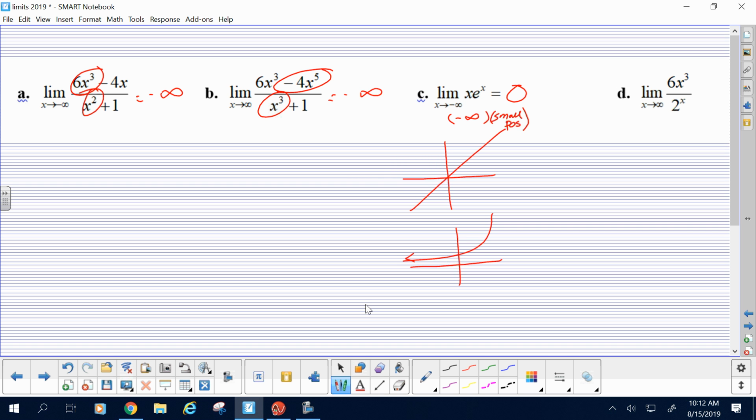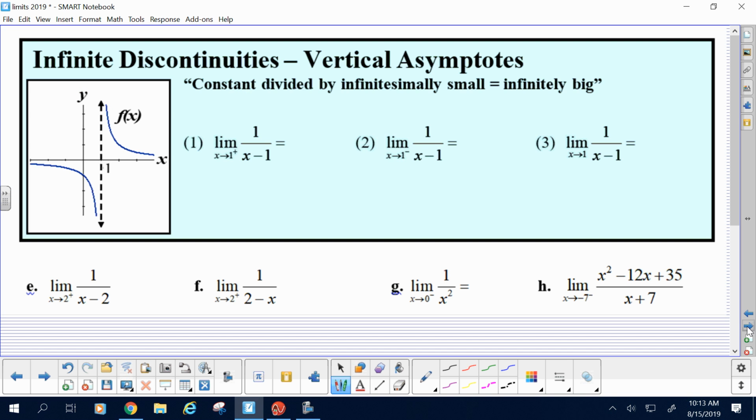All right, and the last one, what do I get there? Which one wins? Exponential wins, so dividing by huger numbers gives me 0 or infinity? Okay. All right, last but not least, infinite discontinuities.